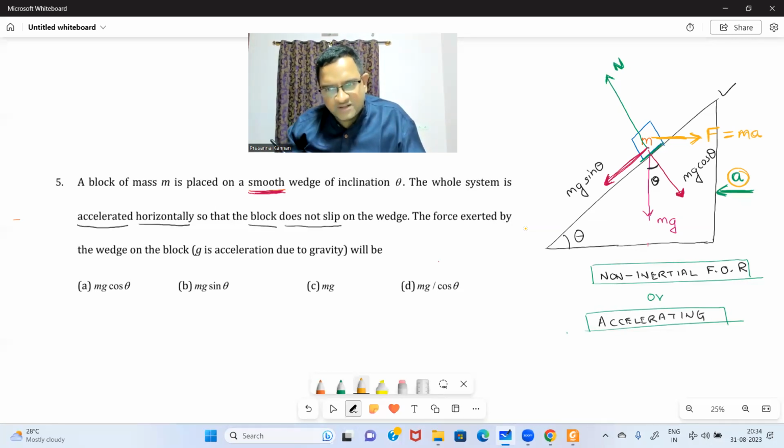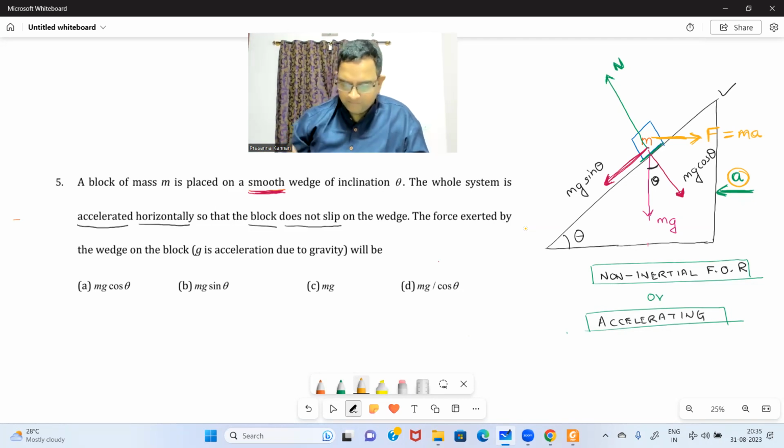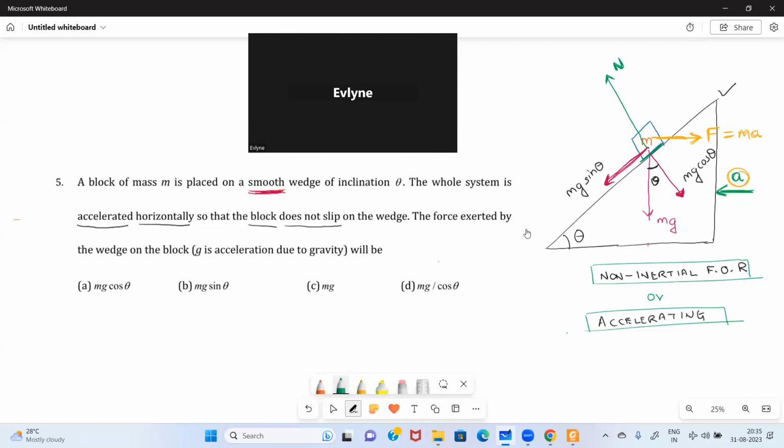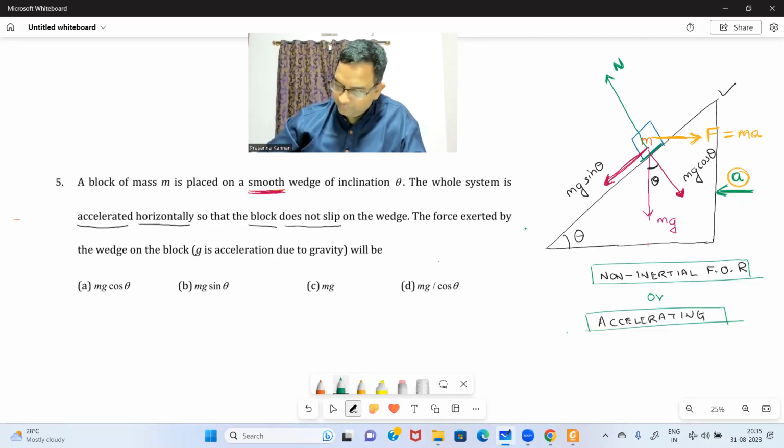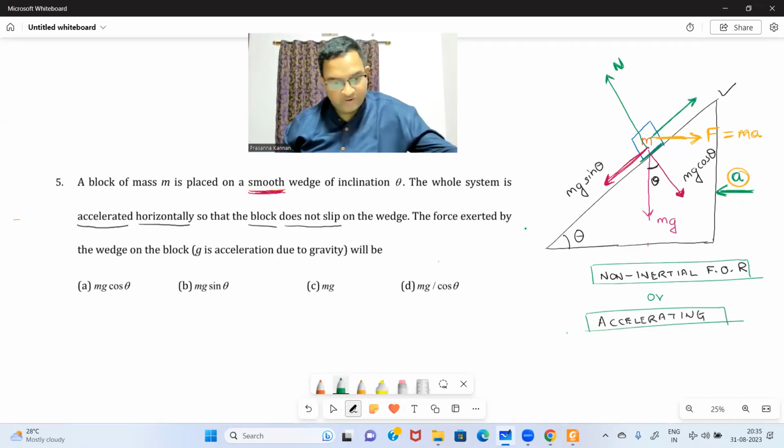If I don't consider this and then solve it, we will certainly be wrong, correct? Why? Because we are applying Newton's laws in a place where we cannot apply them. Is that making sense? Yes, sir. Now, tell me. I'm going to resolve this F into two components. One is parallel to the plane. Maybe I'll use a different color.